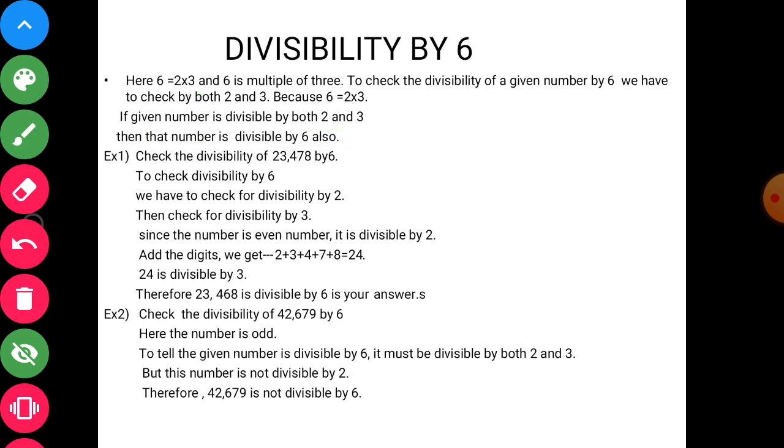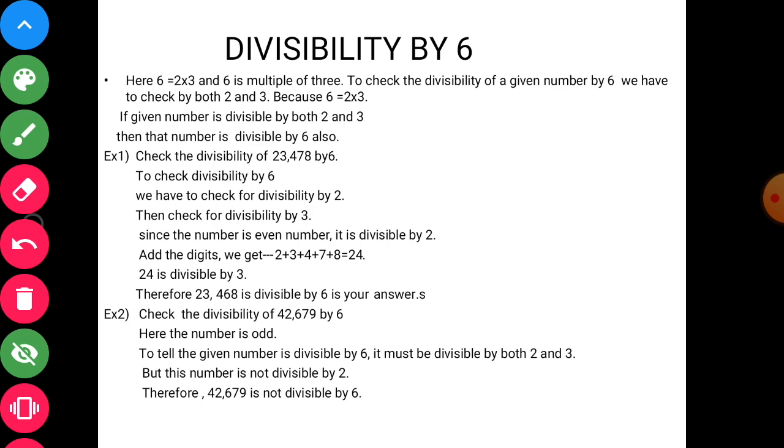Since 6 is a multiple of both 2 and 3, if the given number is divisible by both 2 and 3, then 6 is also a factor of that number, no? So that number is divisible by 6 also.